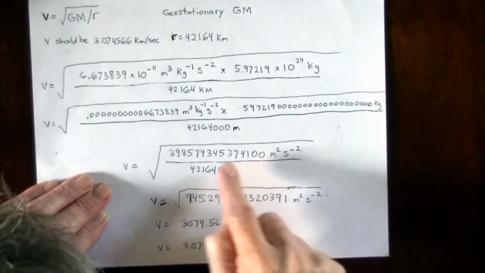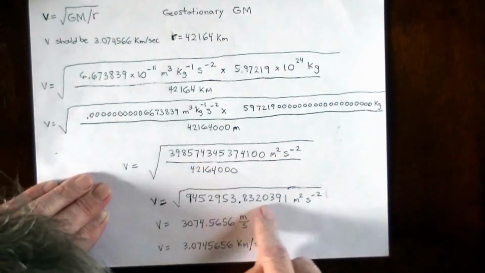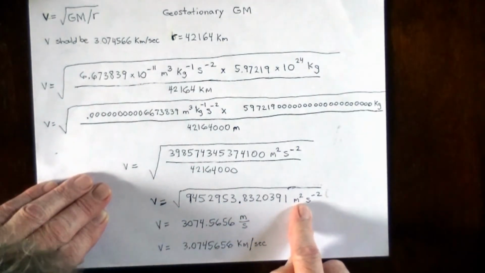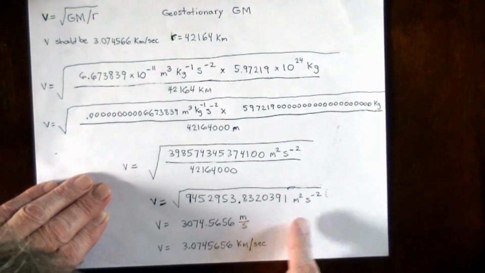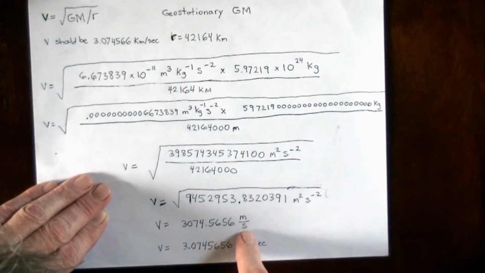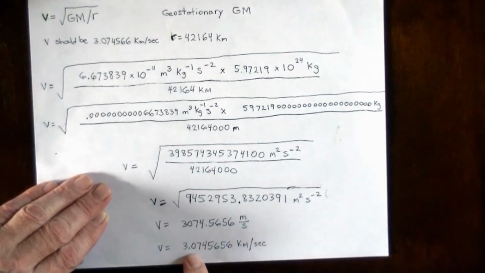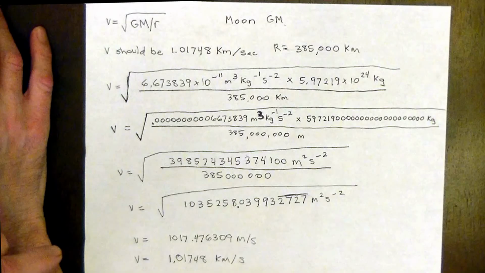We just divide these numbers, then find the square root. The square root of meters squared is meters. This becomes per second. Multiplying by 1,000, we get kilometers. Now let's look at the moon.